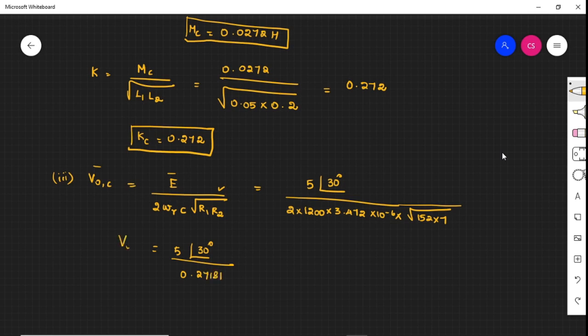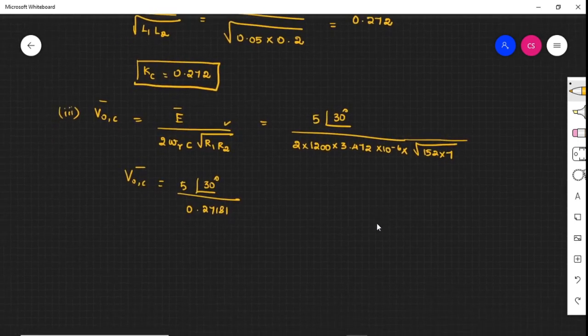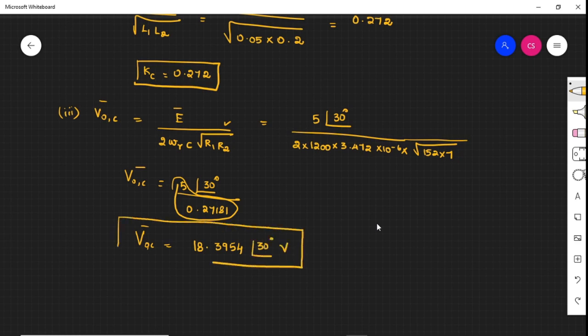0.27181. On simplifying, if you see the denominator, there is no angle term. The numerator alone has an angle term. So the output voltage is 5 divided by 0.27181, which is 18.3954. Since the denominator has no angle, it gets retained as such, 30 degree volts. Thus we have found the output voltage.